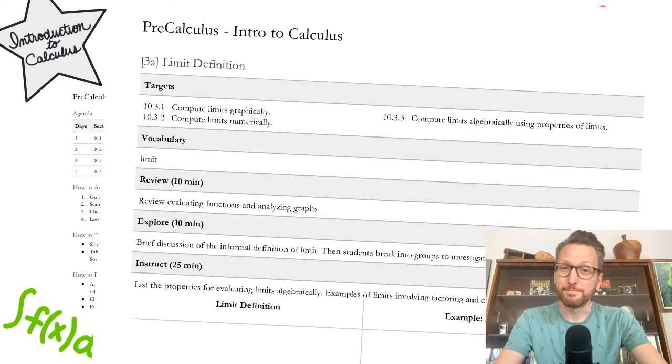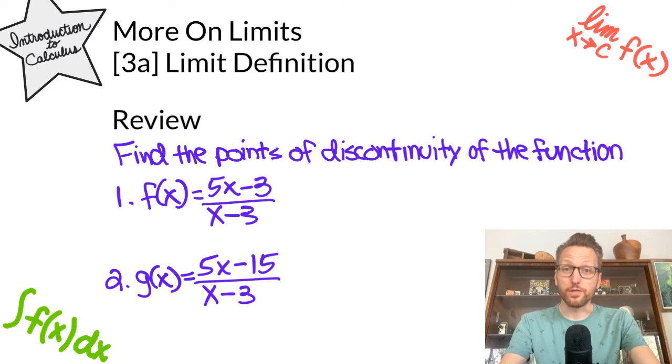Let's get started. I have a review question for you, and there's no need to write this down. Find the points of discontinuity of the function. Number 1, f of x equals 5x minus 3 divided by x minus 3. We could graph this on a graphing calculator and find out if there's a vertical asymptote or a hole, but we could also use algebra.